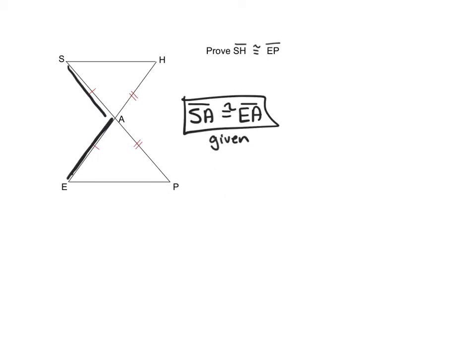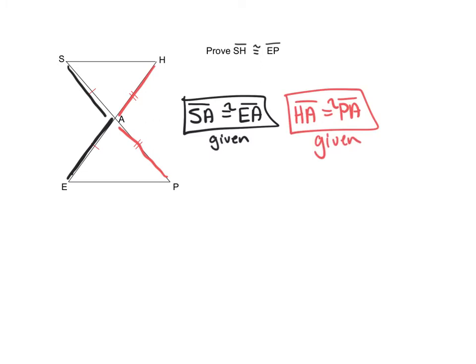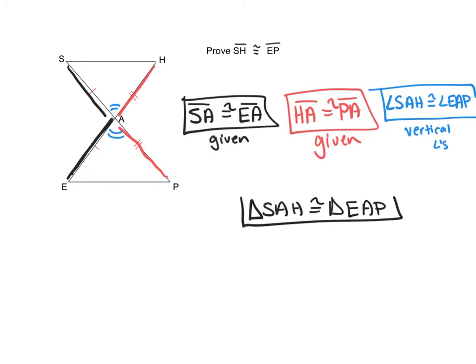First, I'm going to list my first pair of sides, which is SA congruent to EA, and that is given. My second pair of sides is HA and PA. They are marked by the 2 tick marks, so I know those sides are congruent. And then the next piece of information that I need are these angles right here. Again, using my term 1 information, I would know that angle SAH is congruent to angle EAP because they are vertical angles. That gives me enough information to say that the triangles are congruent, and those triangles are congruent by side angle side.